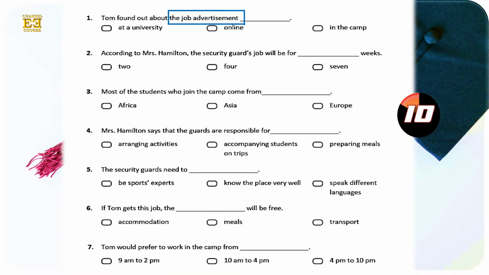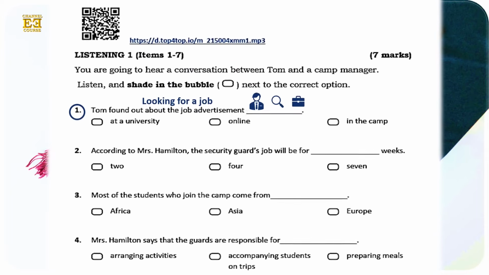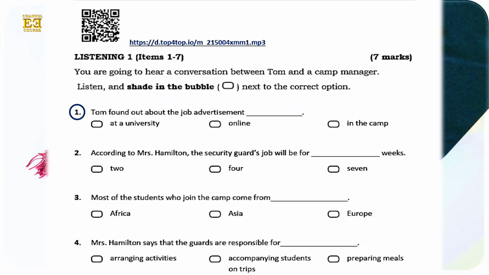The first sentence in the task also tells us about the topic of the conversation, which is looking for a job. In this example, we can somehow predict the answer, as job ads normally appear on the internet or newspapers. But we need to make sure if this is true or not from the recording.